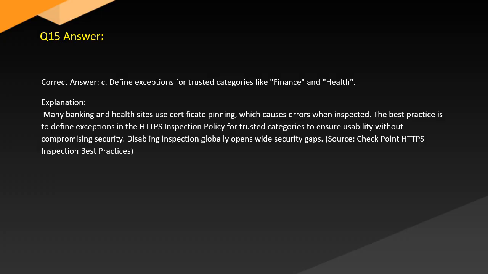Answer. Correct answer: C. Define exceptions for trusted categories like finance and health. Explanation: Many banking and health sites use certificate pinning, which causes errors when inspected. The best practice is to define exceptions in the TLS inspection policy for trusted categories to ensure usability without compromising security. Disabling inspection globally opens wide security gaps. Source: Check Point HTTPS inspection best practice.